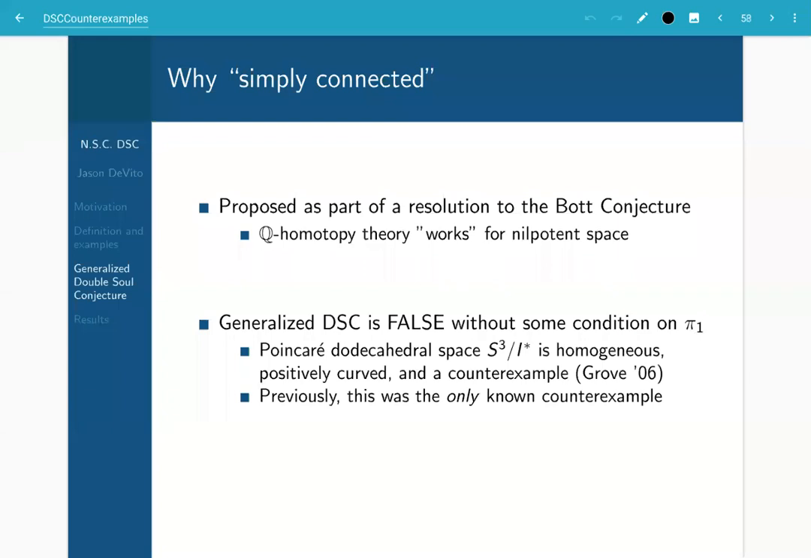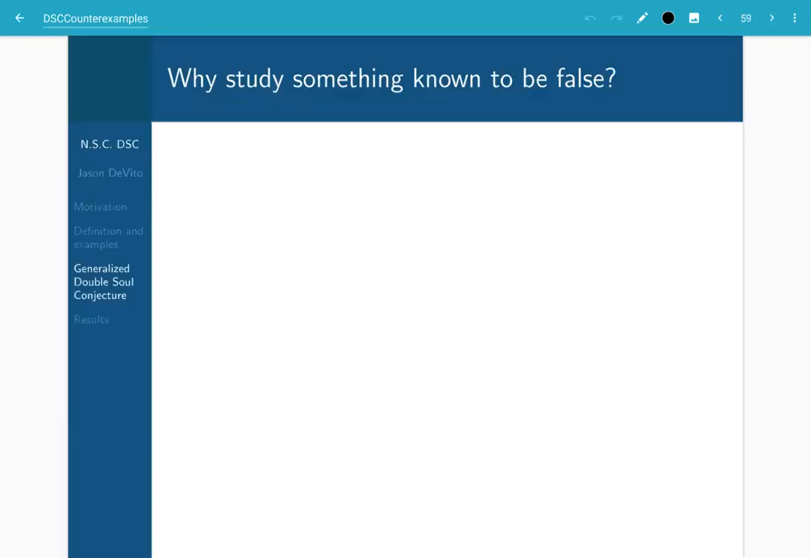All right, so I have an entire talk that's based on the generalized double soul conjecture, which I just told you is false. So I think a very obvious question is, why would you study something if you already know it's false? What's going on here? One thing I want to point out is, again, there was only one previously known counterexample, and you kind of want to know why.